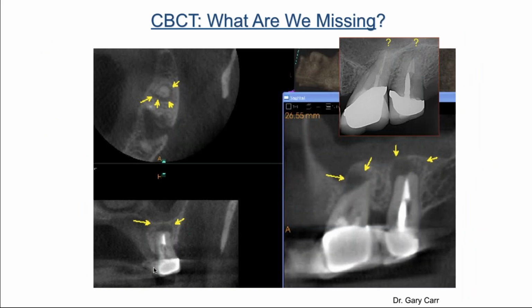Now, I'm going to add one slide here. And the reason I'm adding this slide is to show a CBCT. Because at this part of my lecture, very often I get the question, but we're getting such good results. If the round files are so bad, why are we getting 90–95% success from endodontics?